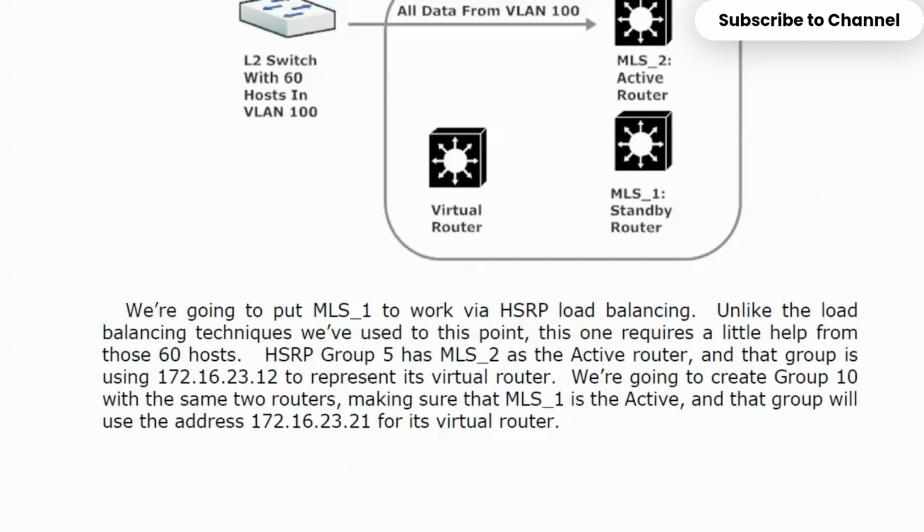Right now, HSRP Group 5 has Switch 2 as the active router, and that group is using 172.16.23.12 to represent its virtual router. What we're going to do now is create Group 10 with the same two routers. There's nothing illegal about that yet. We'll find out in a minute, I guess. Making sure that Switch 1 is the active, and that group will use another address, 172.16.23.21, for its virtual router.